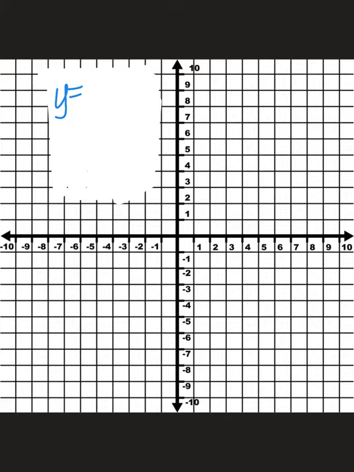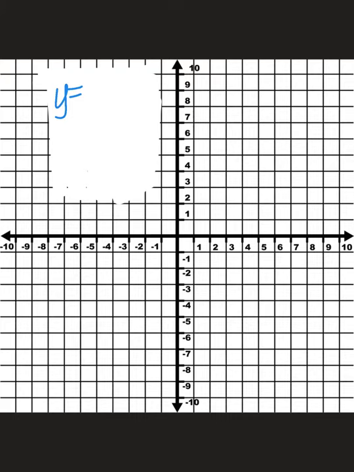And then again, we're going to go up 1 over 4. I'll put a point there. And then we'll continue on. We'll go up 1, and then I'm off the screen by now.